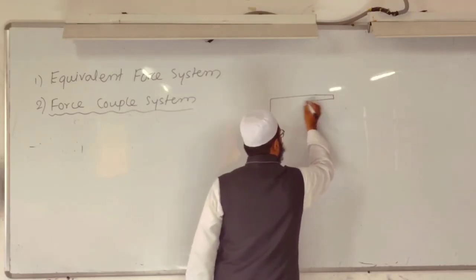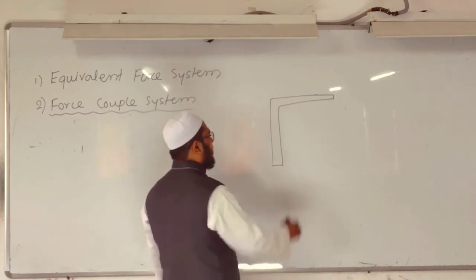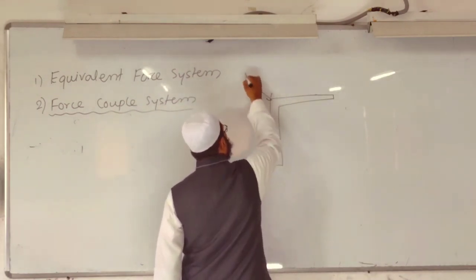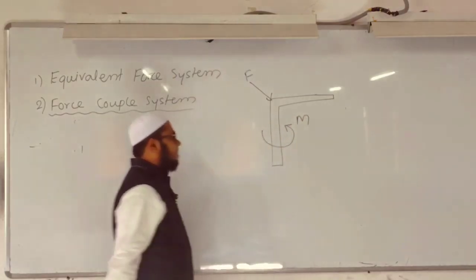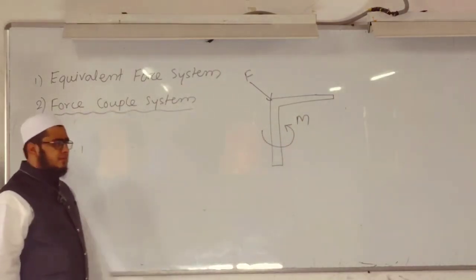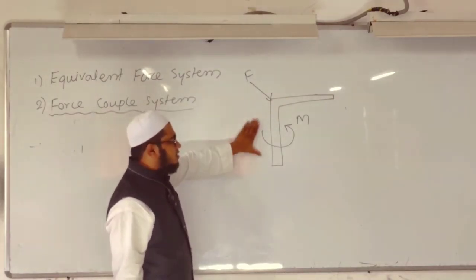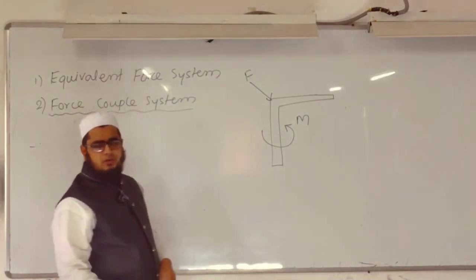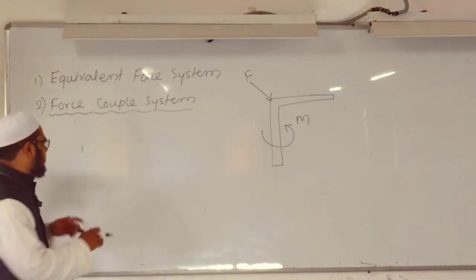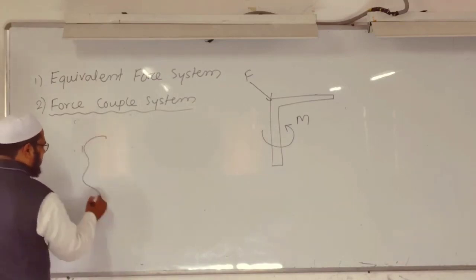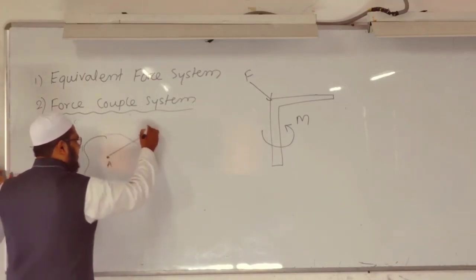Again I will consider the bracket. For example, this is the bracket. This force F and couple M: this force system will be considered a force couple system because it has a single force and one couple M. How to obtain the force couple system? Well, we will consider it from a very simple example. Consider that at point A force F is active.